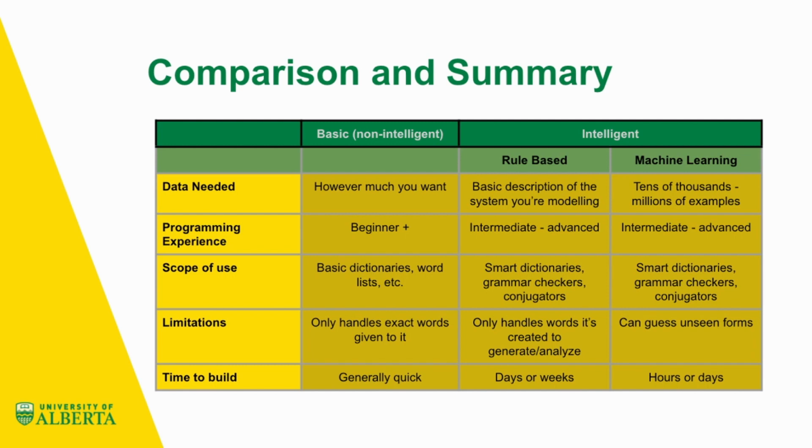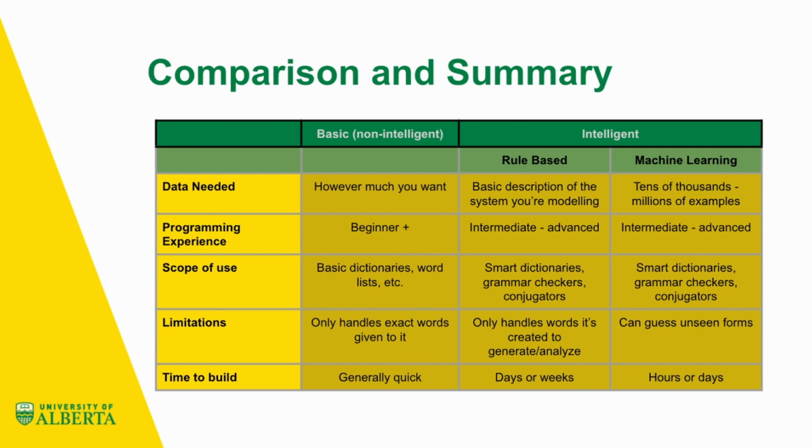For the intelligent systems, let's start with rule-based. For a rule-based system, you need a basic description of the system you're modeling. So you can't create a morphological analyzer, like the one that we saw, a word parser, if you don't know what different morphological properties are. You can't create something that tells you a word if you don't know what a word means, right?